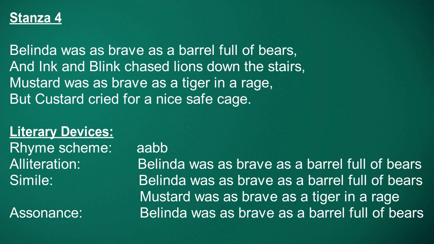Also, simile is there. Mustard was as brave as a tiger in a rage. Over here, Mustard's bravery is compared to that of an angry tiger. And at last, we have assonance. In Belinda was as brave as a barrel full of beers, over here, the vowel sound A is repeated again and again.